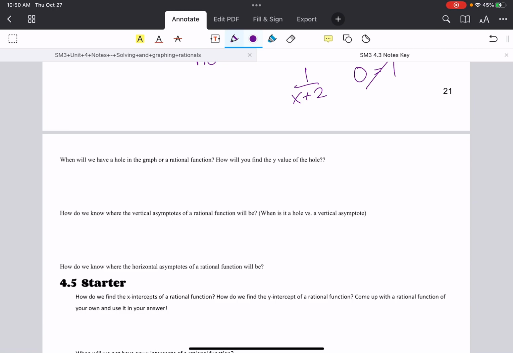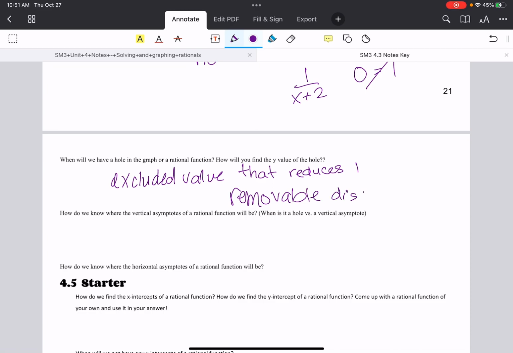When do we have a hole in our graph? It's an excluded value that is just that one spot. So it's the removable one that reduces to 1. Okay, removable discontinuity.